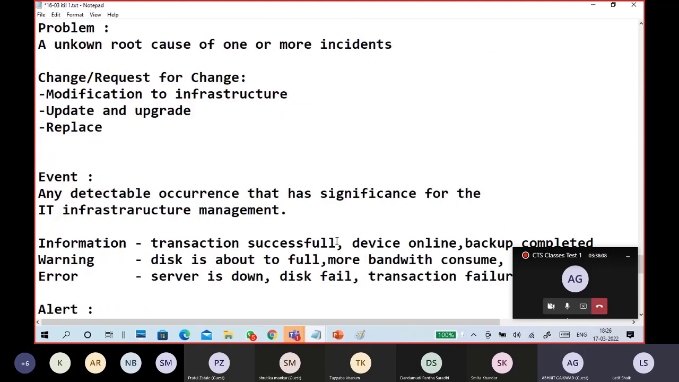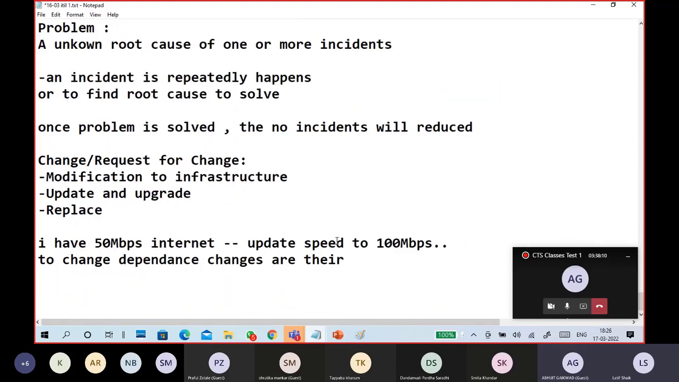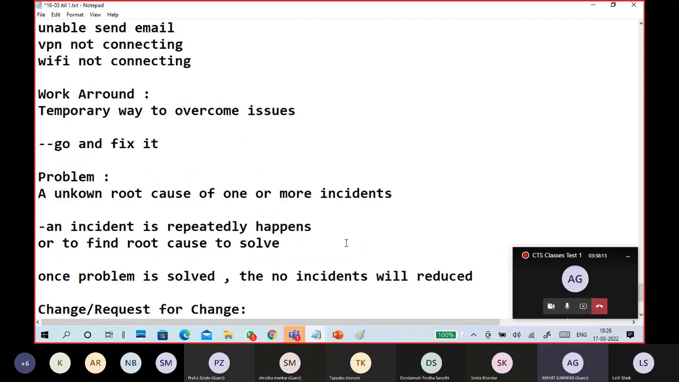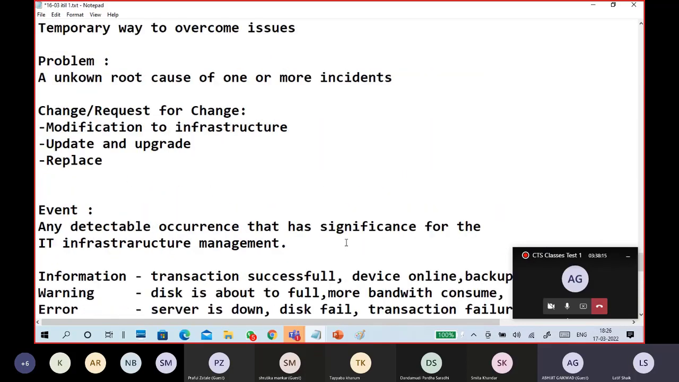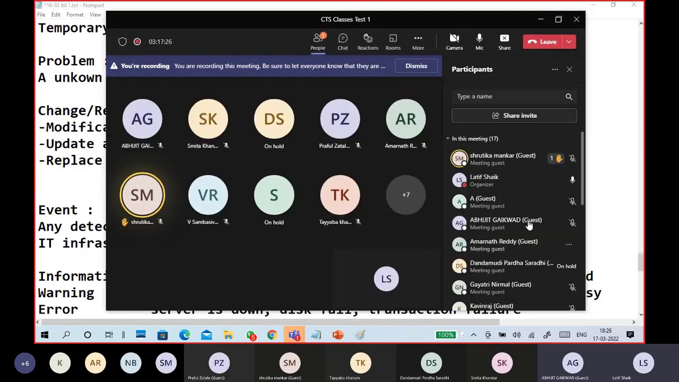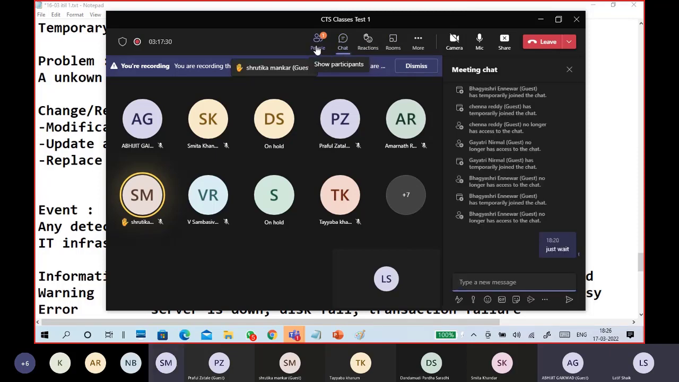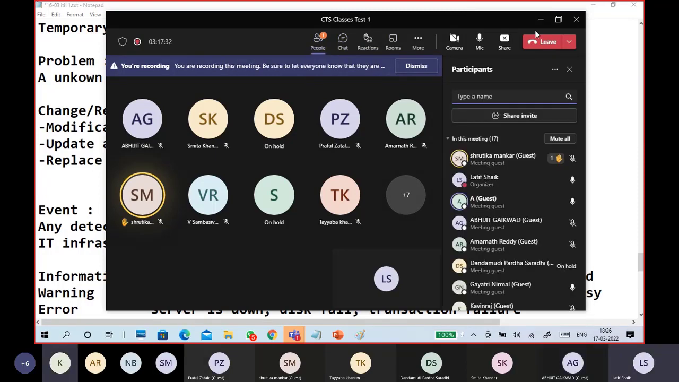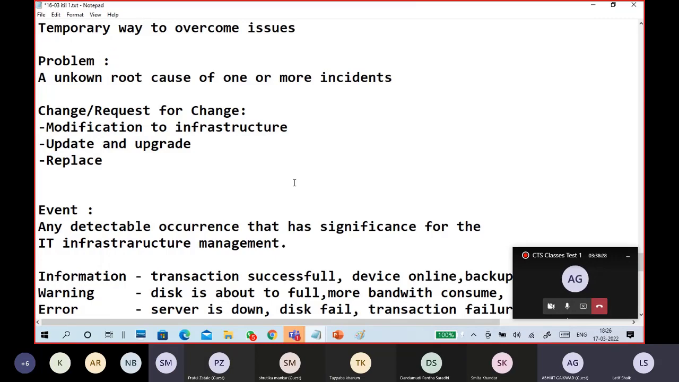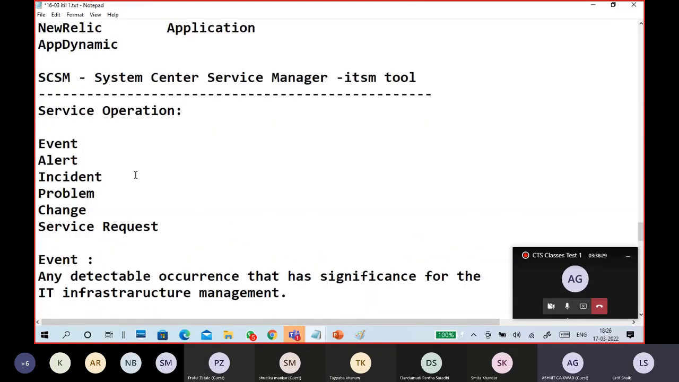Because of the delay and this thing, I am unable to concentrate. Guys, once again, are you able to listen? Is my voice muted or not muted? Can you see the screen? Yes, sir, we are able to see and hear you clearly.